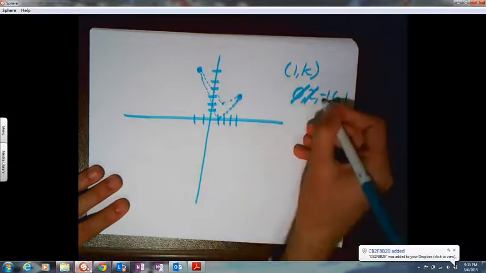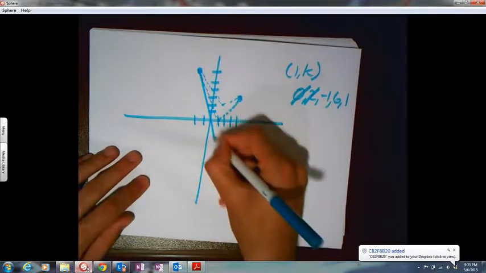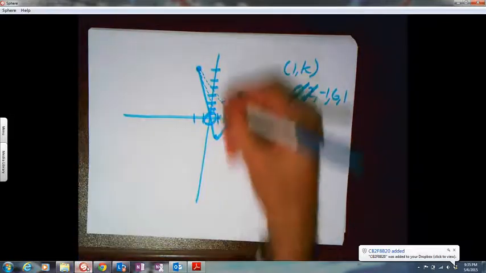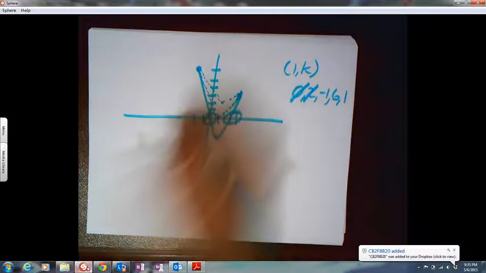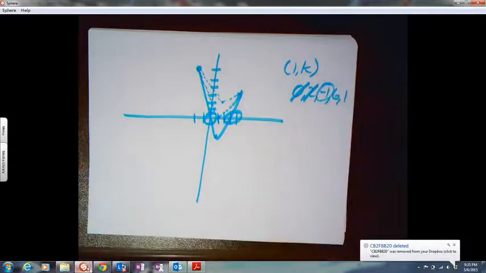k could be negative 1. Ah, here we go. Because again now, you got the two roots. Because you have to go downstairs and then back up. You know it has to go this way because it's continuous, which means the answer is negative 1. If k is negative 1, we have to have two roots.